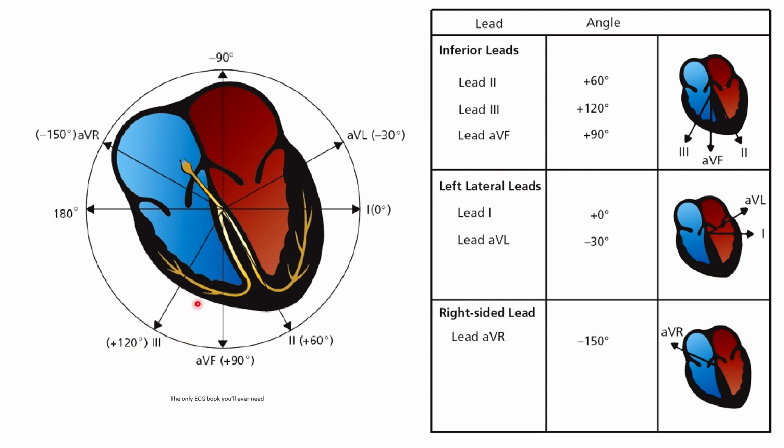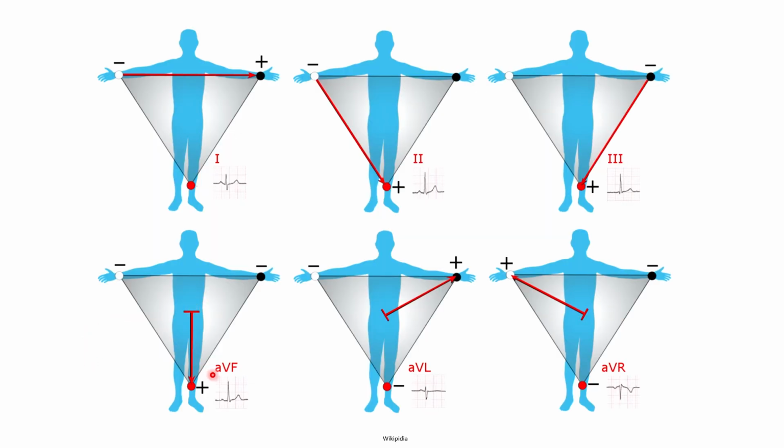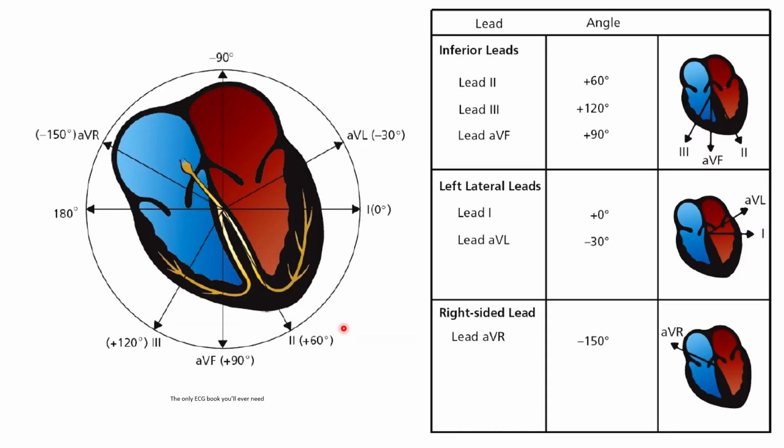Now let's move on to the other three leads, which are AVF, AVL, and AVR. Just take a look at how we formed them, and now look at them on the axis. On the axis, AVF has plus 90, AVL has minus 30, whereas AVR is minus 150.